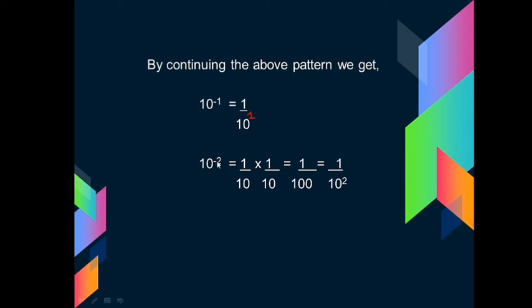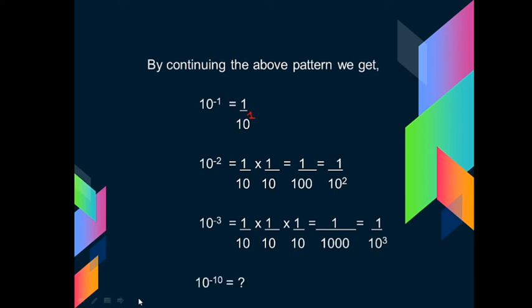So observe here, when the exponent is given negative and we have written the reciprocal of it, the exponent will become positive. 10 raised to the power minus 3 equals 1 by 10 into 1 by 10 into 1 by 10, which equals 1 divided by 1000, which is equal to 1 divided by 10 raised to the power 3. So what will be 10 raised to the power minus 10? Guess what it will be? Yes, it will be 1 upon 10 raised to the power plus 10.